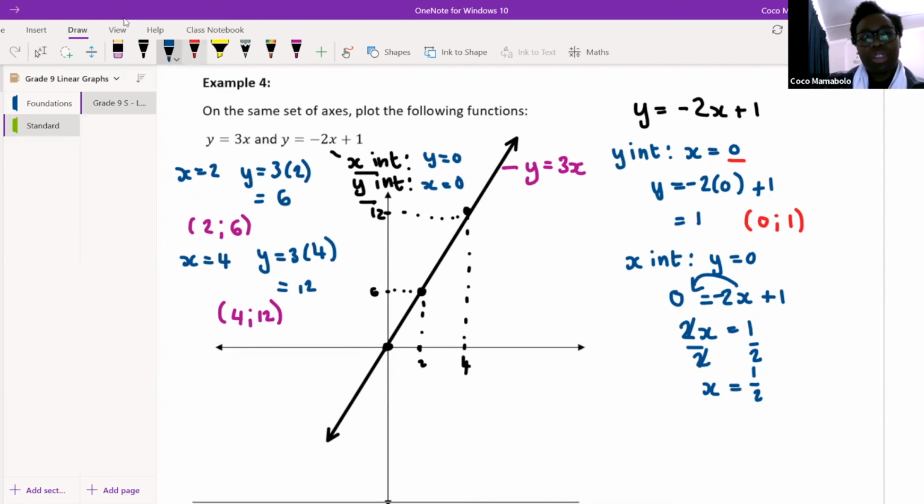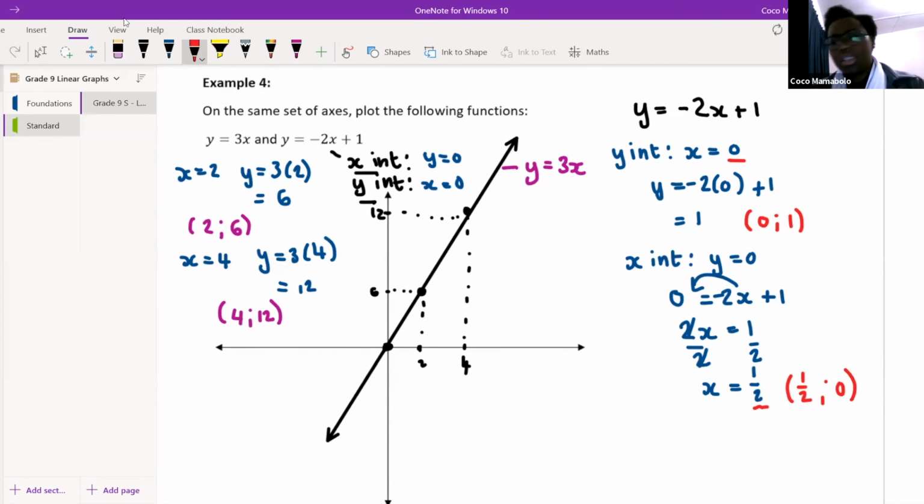Good. Now let's try that coordinates again. Remember, my x coordinate comes first. What's my x? The x coordinate is half, and then the y is 0. Oh, see, it's nothing to panic about there. You did it right this time. I knew you could. Okay. All right. Are we ready to plot?